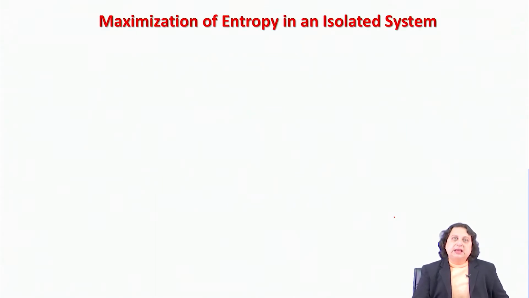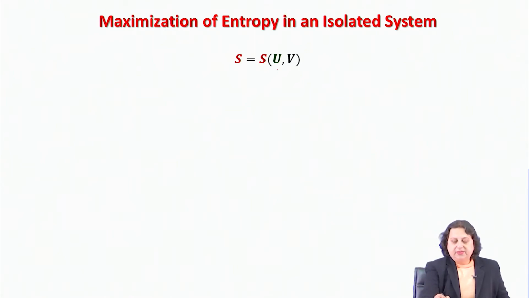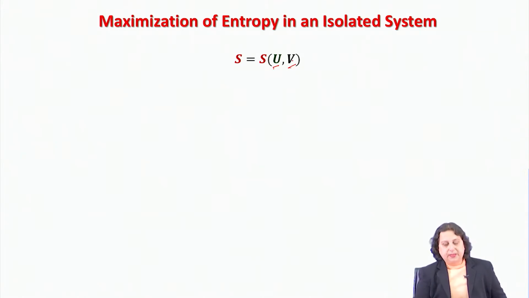So we have already seen that entropy is maximized for an equilibrium state in an isolated system. If I write it down mathematically, for an isolated system, the first law of thermodynamics tells me that it has a fixed value of internal energy. Let me say that for this isolated system, I define its equilibrium state by giving a specific value of its internal energy and the volume of the system. Therefore, the entropy of this system is a function of U and V.